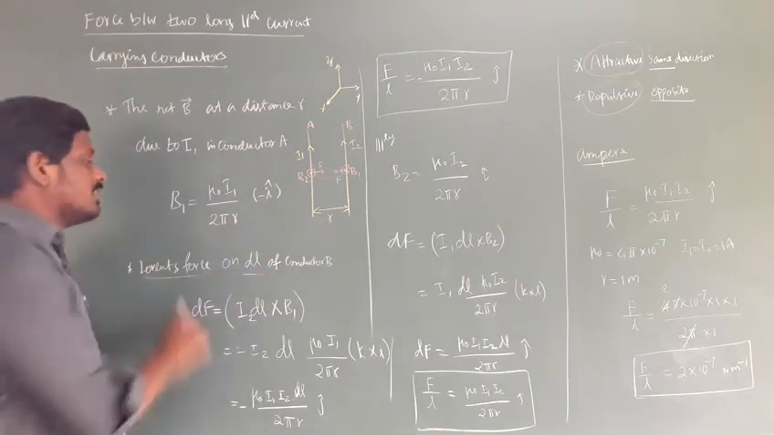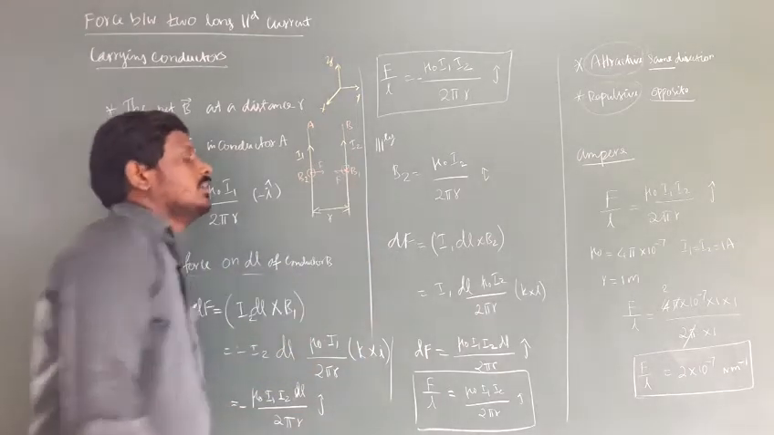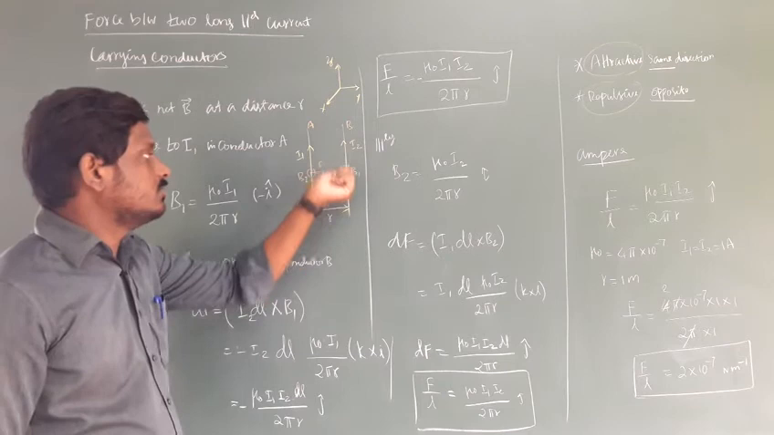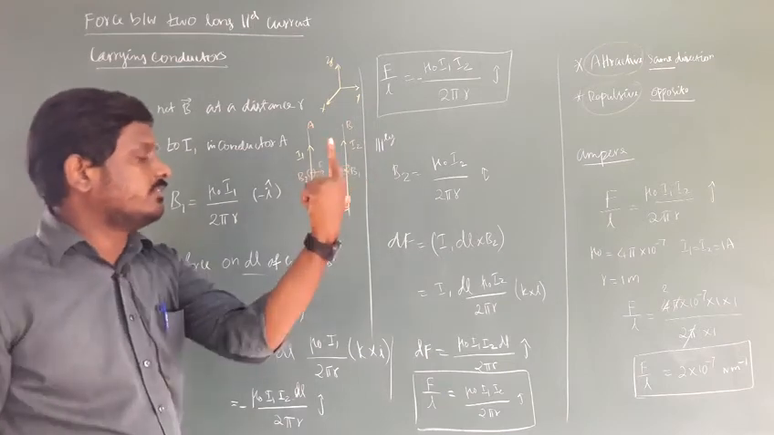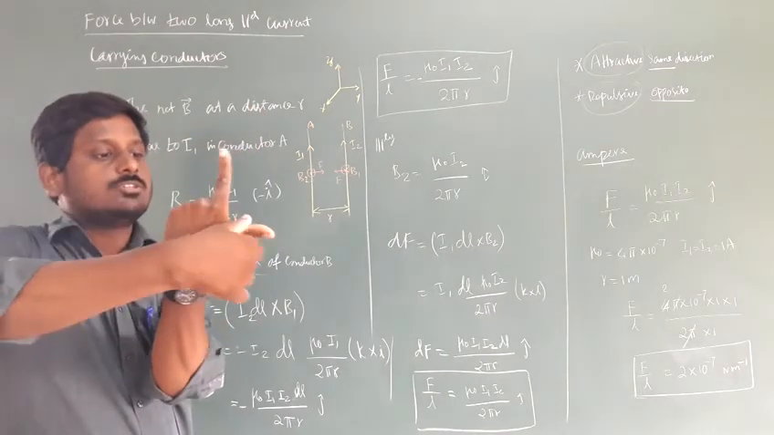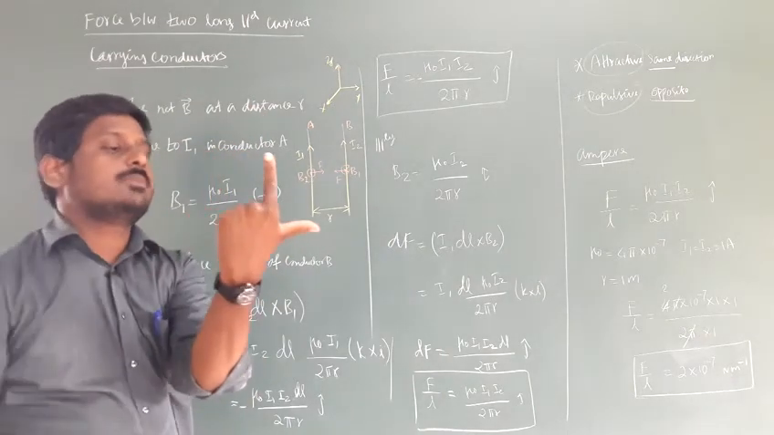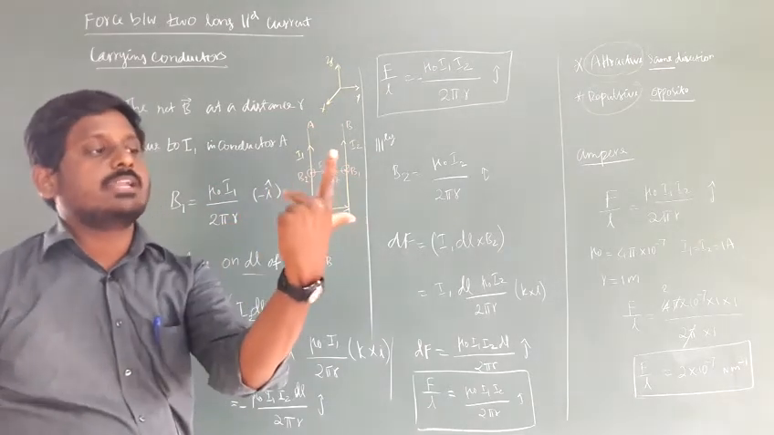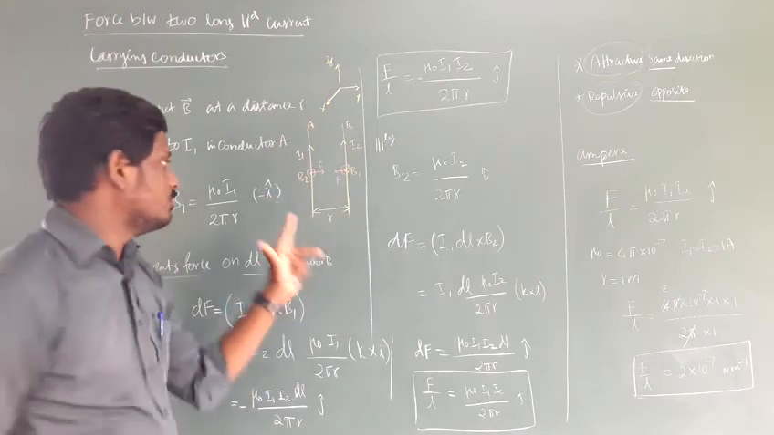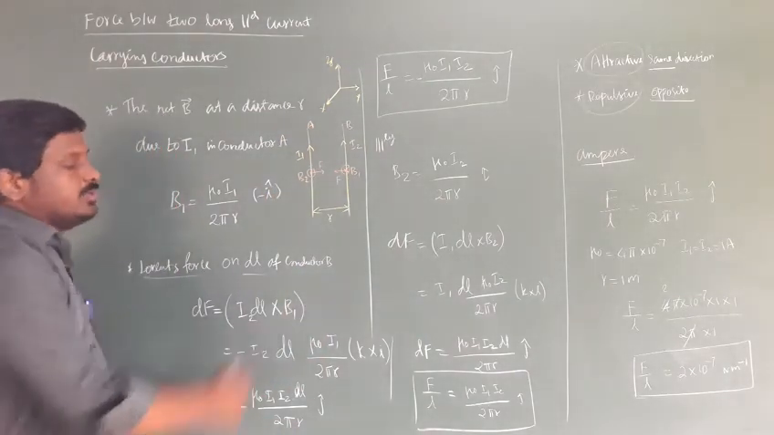Then what is the Lorentz force on dl of conductor B? In conductor B, current I2 is flowing, and there is a magnetic field. When the current and the magnetic field are perpendicular to each other, there is a magnetic force perpendicular to both. So the Lorentz force is equal to I2 dl cross B1.